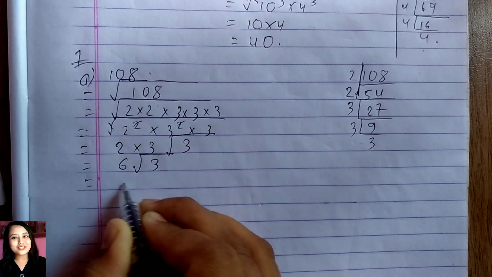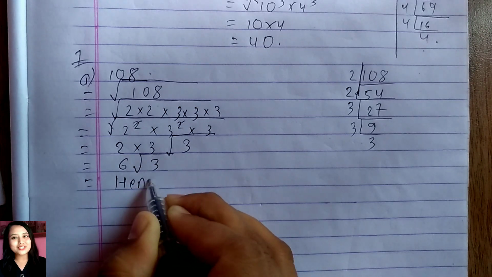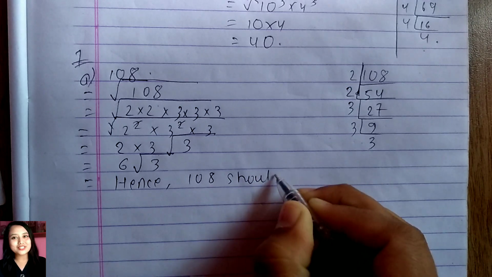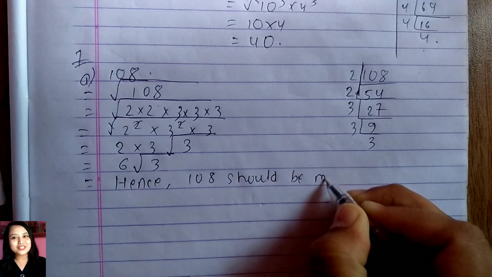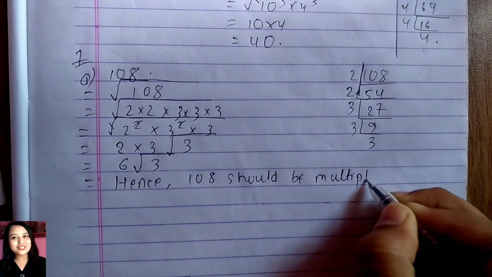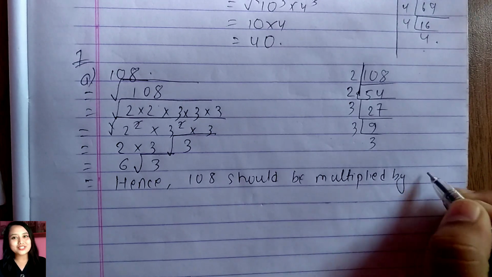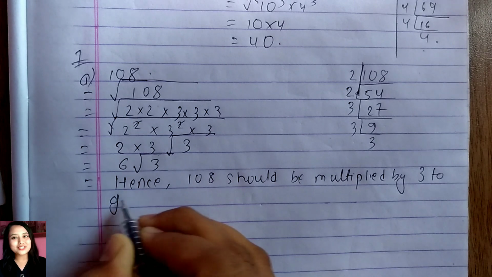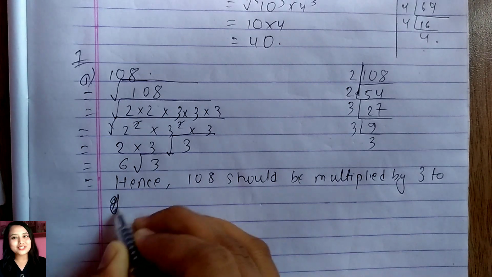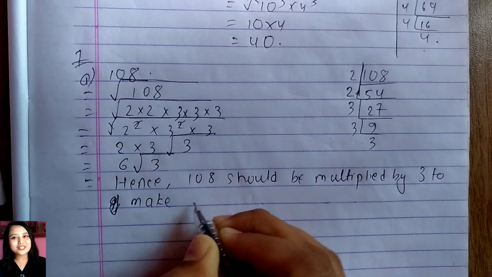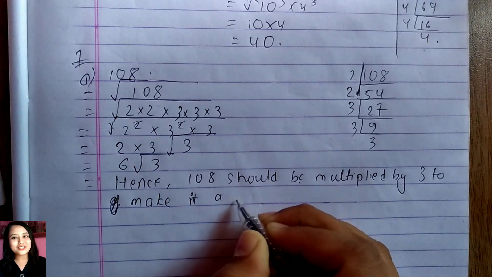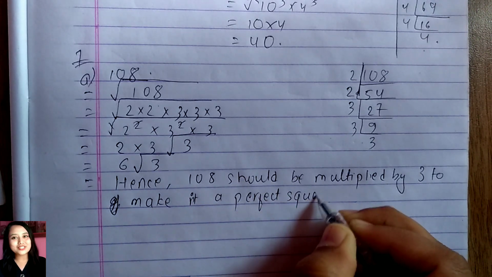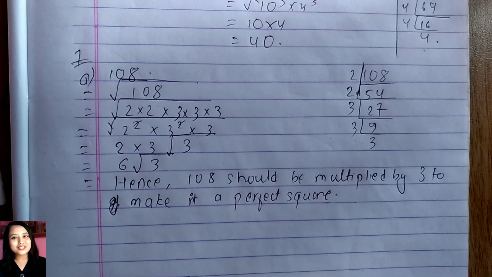Now hence 108 should be multiplied by 3 to make it a perfect square. Okay, like this you have to do.